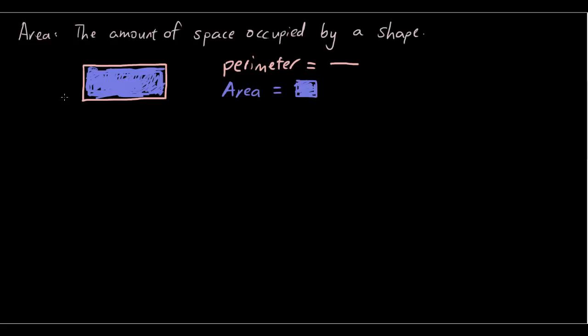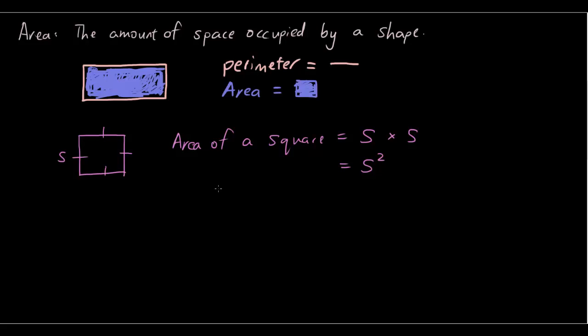And the first shape that we're going to talk about is how to find the area of a square. The reason why we're going to talk about it first is because that will lead us on to what units of measure are used for finding the area of shapes. So let's talk about the area of a square. The formula for finding the area of a square is side times side, which makes it side squared.